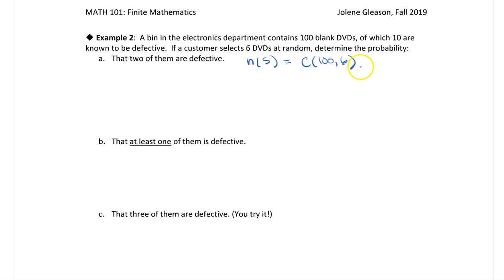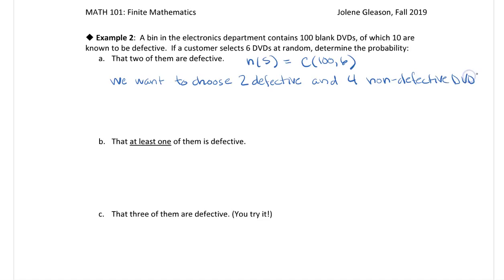Now, if we are interested in 2 of them being defective, what that means is that when we select these DVDs, we want to choose 2 defective DVDs, and we want 4 non-defective DVDs. So let's think about it in those terms. We're going to deliberately choose 2 defective DVDs and 4 non-defective DVDs.